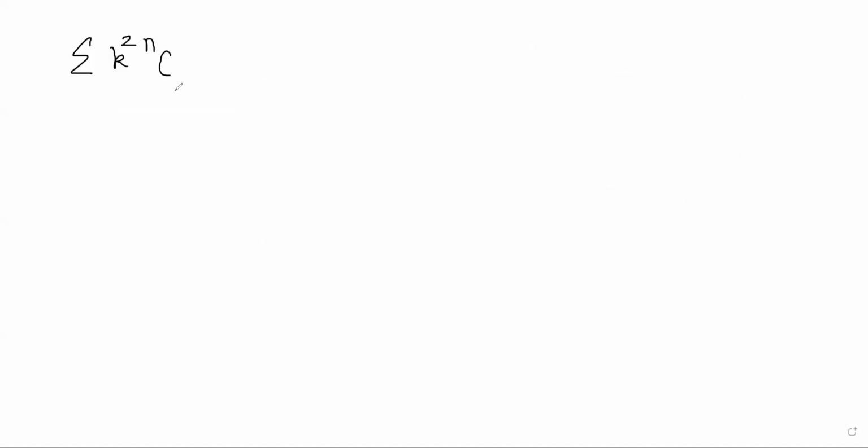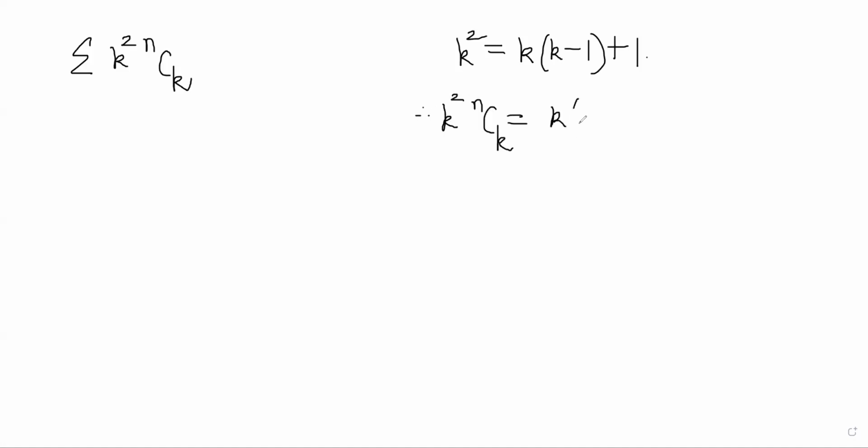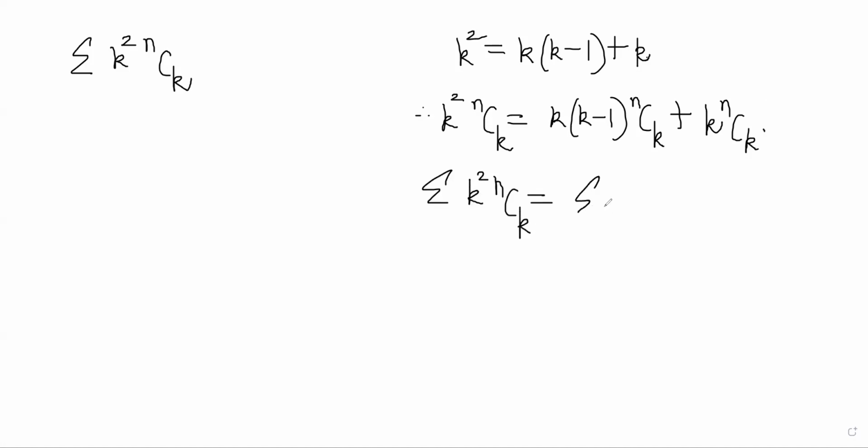Summation k square nck we had. We have to find this. So think about it. K square can be written as k into k minus 1 plus 1. So therefore, k square nck is equal to k into k minus 1 nck plus nck, right? Actually, I'm wrong. K square is k into k minus 1, this is plus k. So this will be plus k nck. So if you have summation of k square nck, that can be split into two separate summations, k into k minus 1 nck plus summation of k nck.